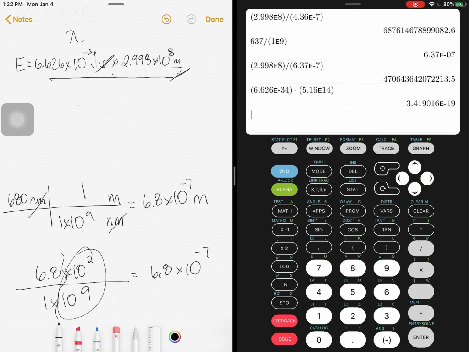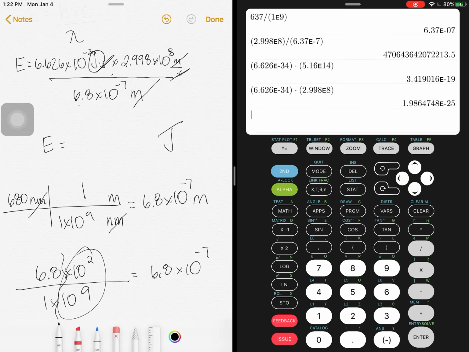So I'm going to go back up here and change that to 6.8 times 10 to the -7th meters. Now my meters drop out. I'm left only with joules. That should make sense if it's an energy, and this is a lengthy problem, so let's do it. 6.626 second EE -34 times, parentheses, 2.998 second EE to the 8th. I'm going to go ahead and hit enter because that's like the numerator.